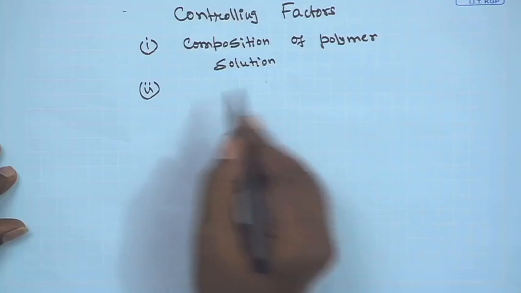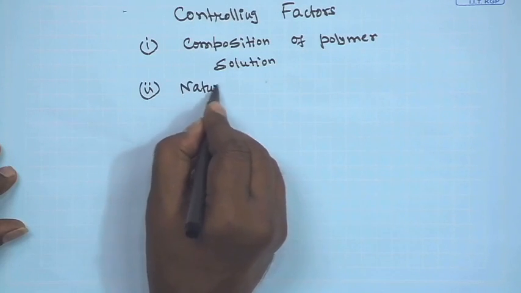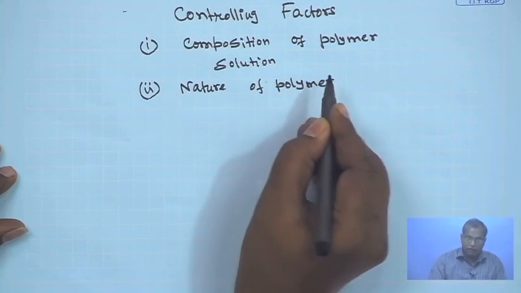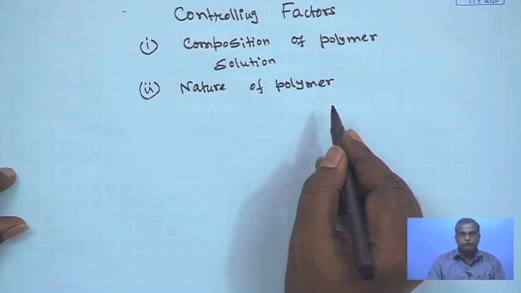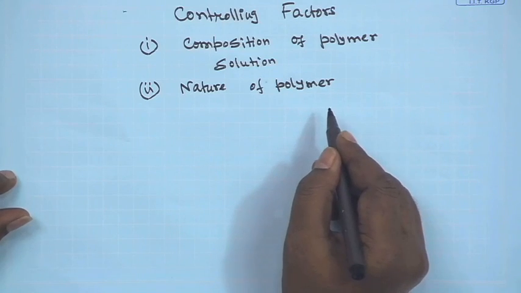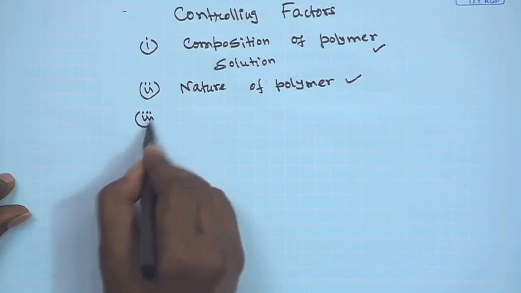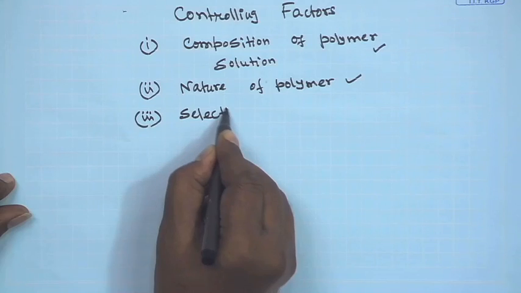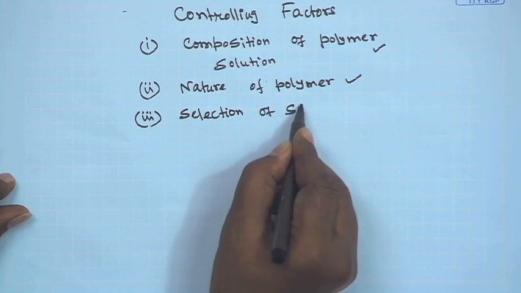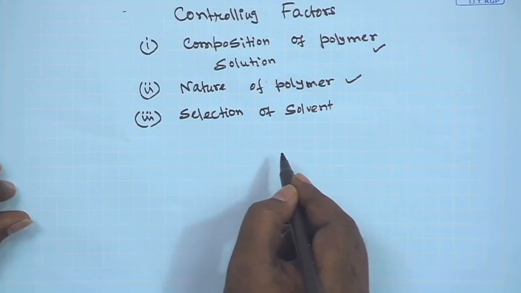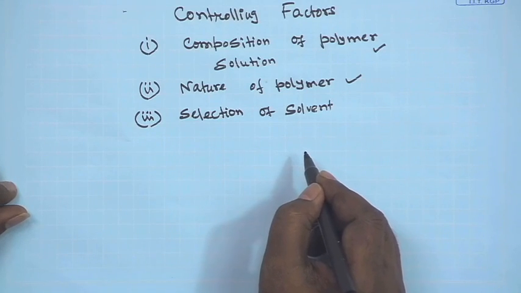Second is nature of the polymer. Of course, selection of polymer is very important. If you select a polyacrylonitrile membrane, you will get a more porous membrane, for example, a microfiltration membrane. If you select a polysulfone membrane, then one will land up with an ultrafiltration membrane, like that. So, nature of the polymer is very important, and composition of the casting solution is very important. Third one is the selection of solvent.